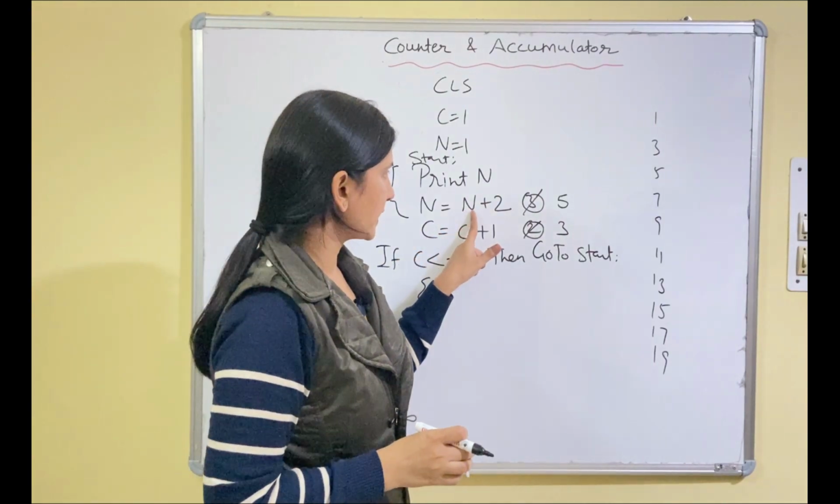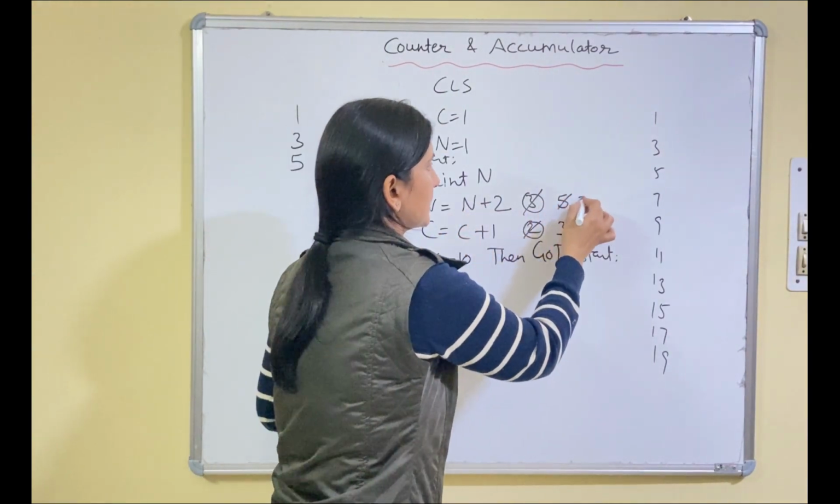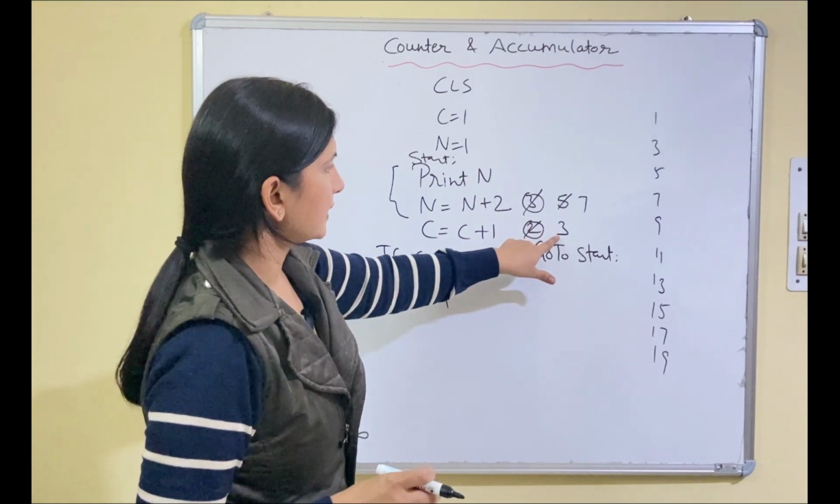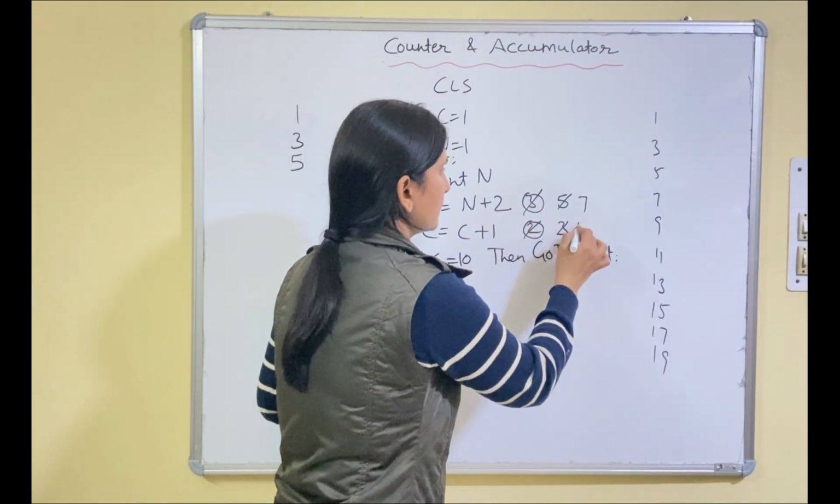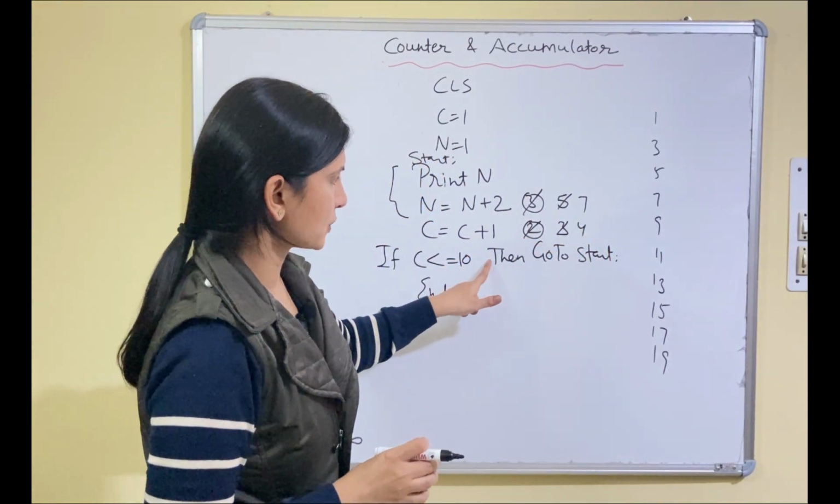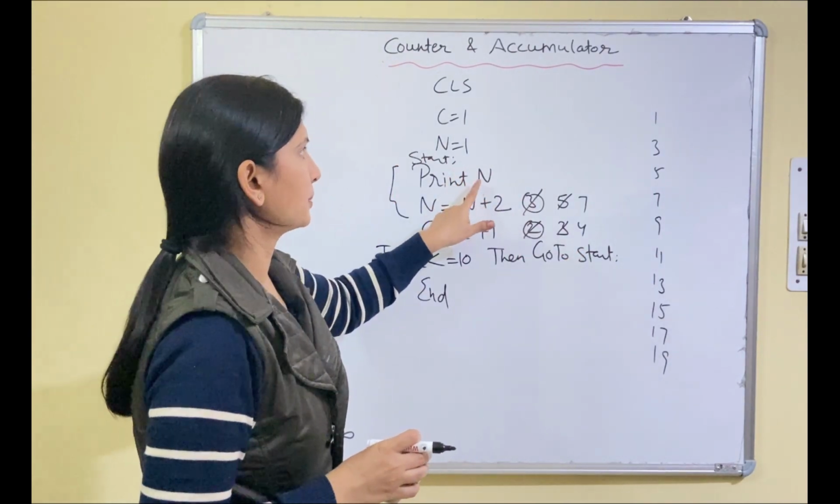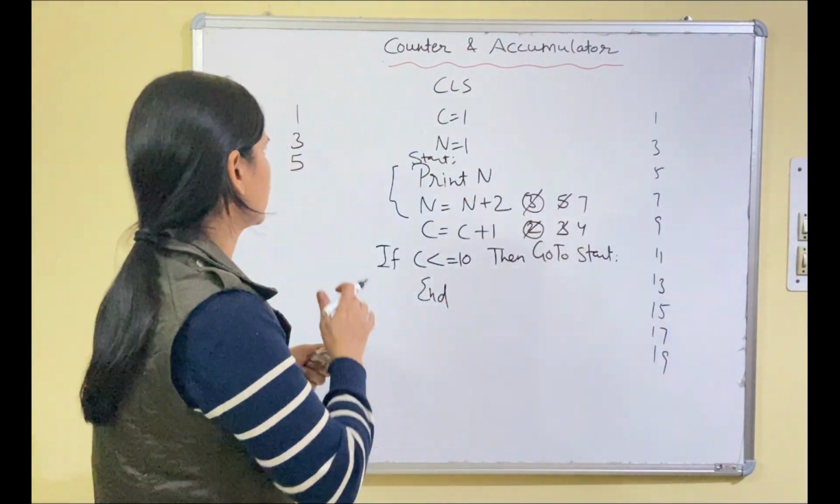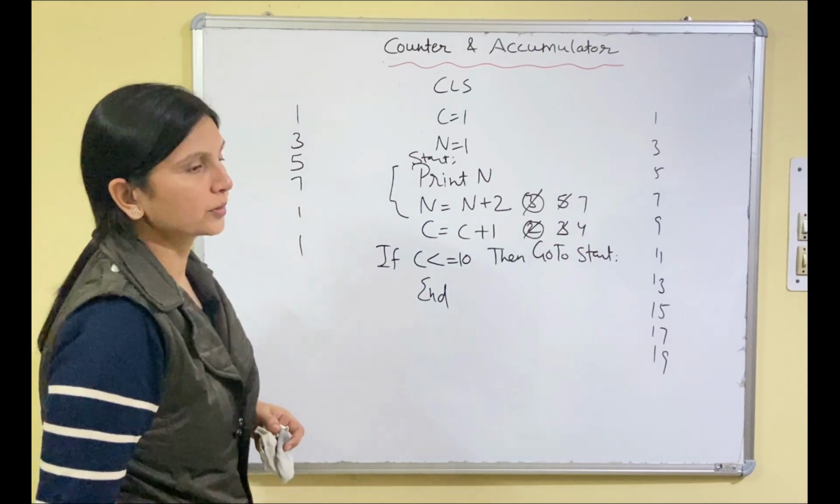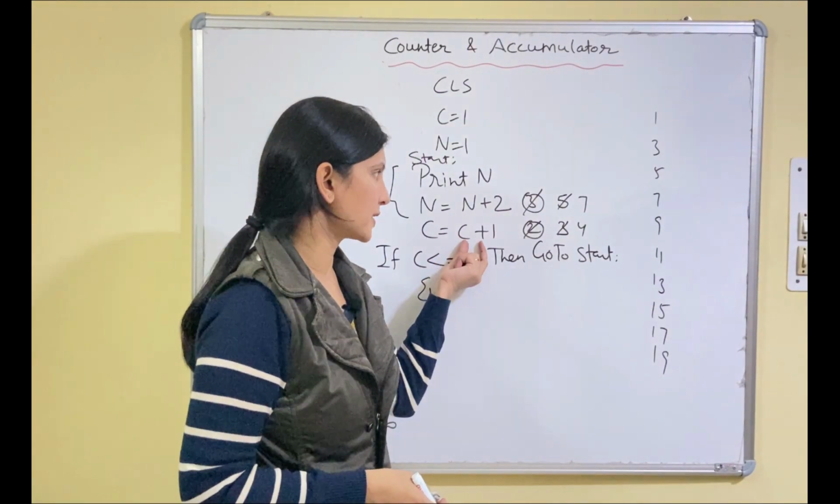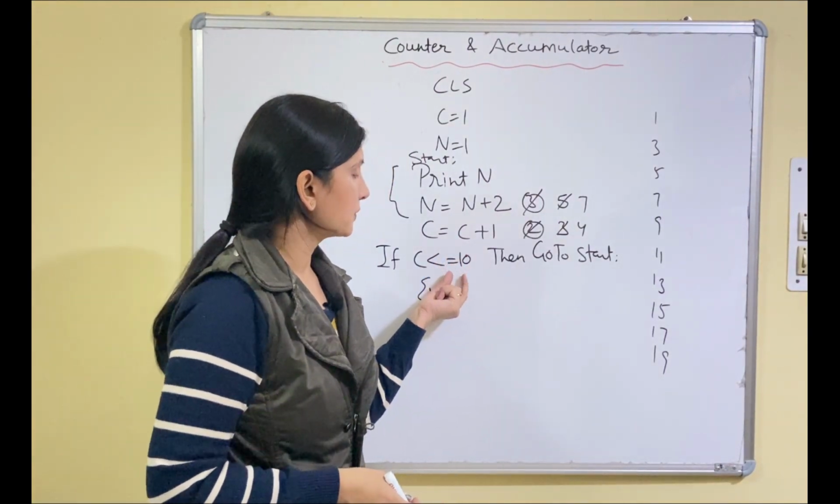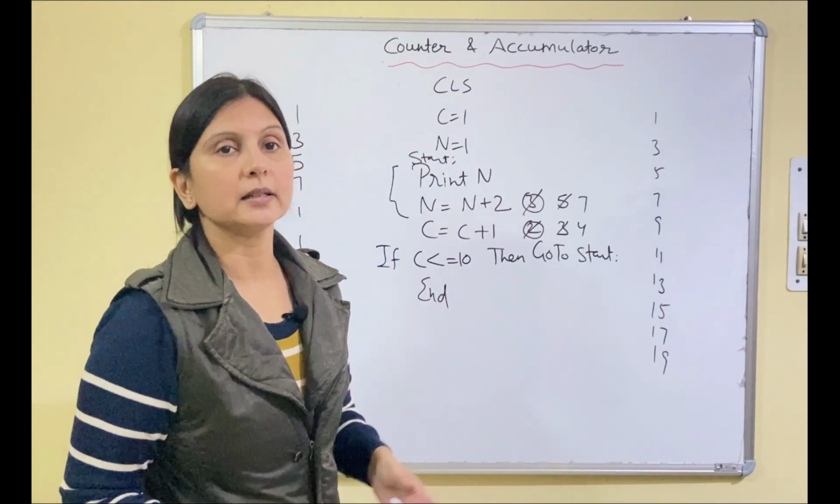Now the increment 5 plus 2, 7. N has become 7. C earlier it was 3, now it has become 4. Condition will be checked. 4 less than equals to 10, then go to start. Print N. N was 7. So similarly up to 19 it will be displayed. As the value of C has become 11, condition will be false. It will come out and end the program.